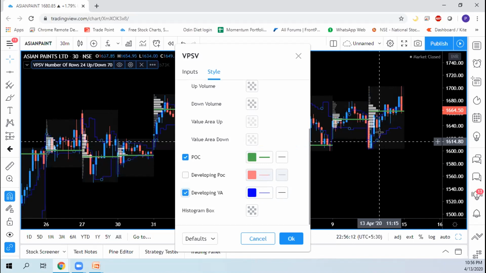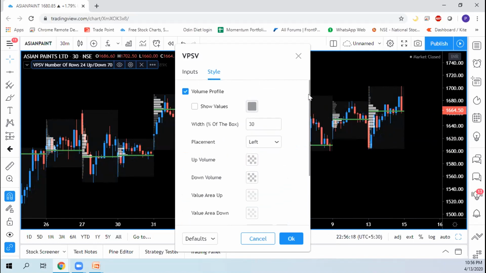You can use developing value area also, it will be plotted. So all these things are there, but I don't use them. We don't need all that information. If you want, you can add it. I'm not comfortable doing all those things. You can show values, the option is there, you can just click it.